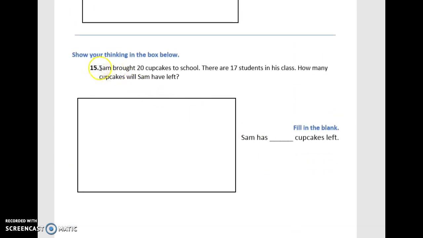Number 15. Sam brought 20 cupcakes to school. There are 17 students in his class. How many cupcakes will Sam have left? Draw your picture. Fill in the blank. Sam has blank cupcakes left.